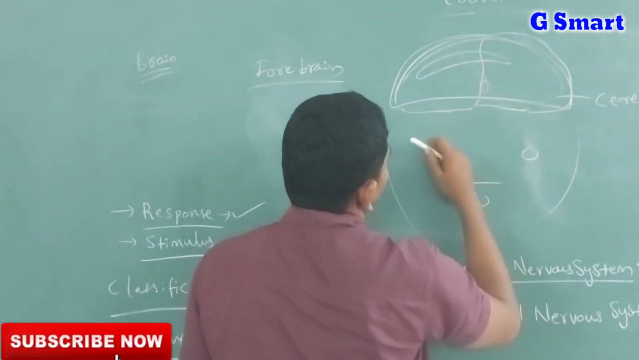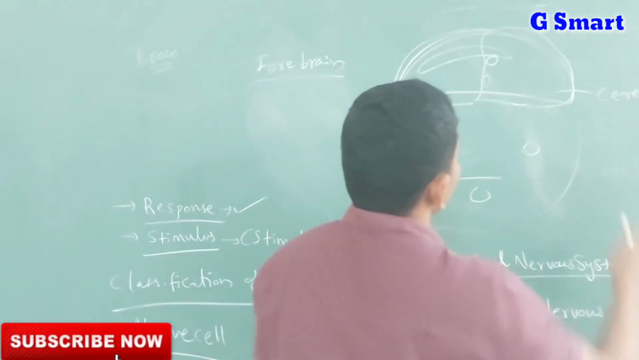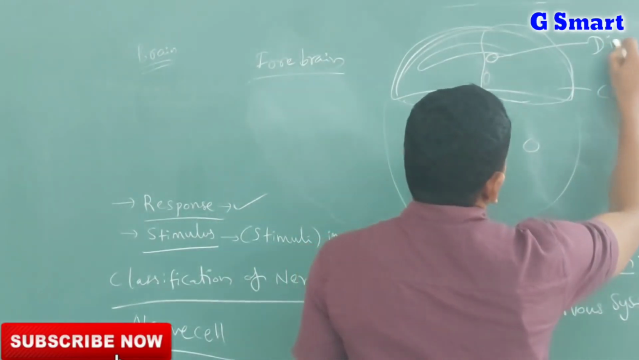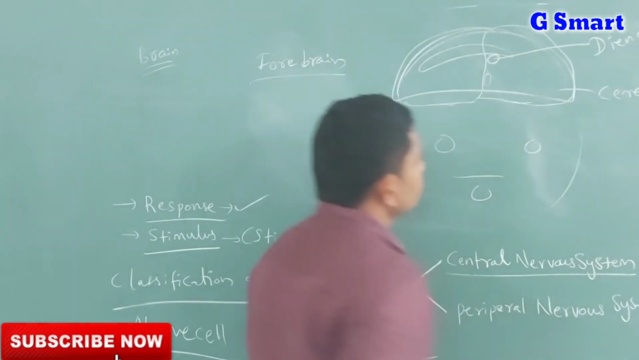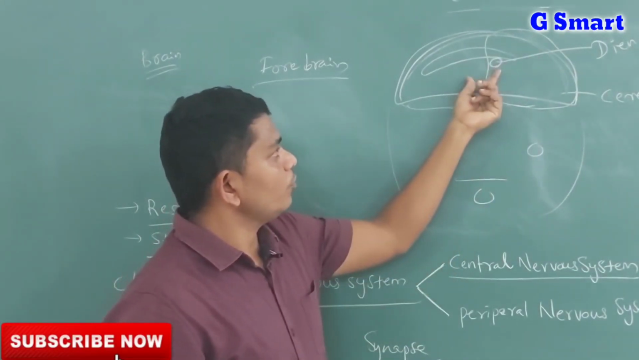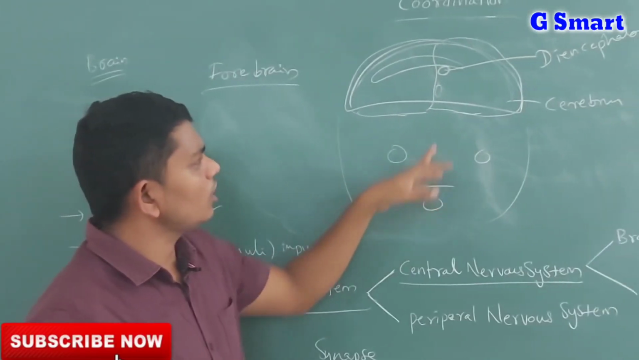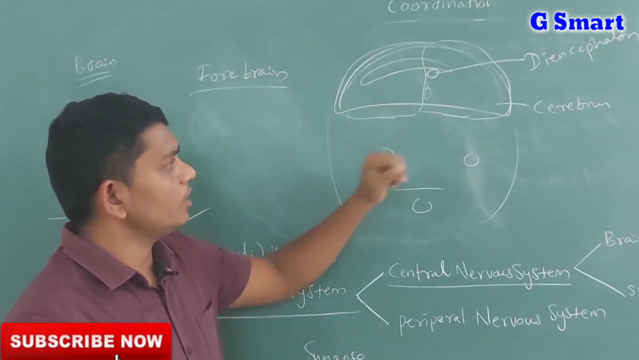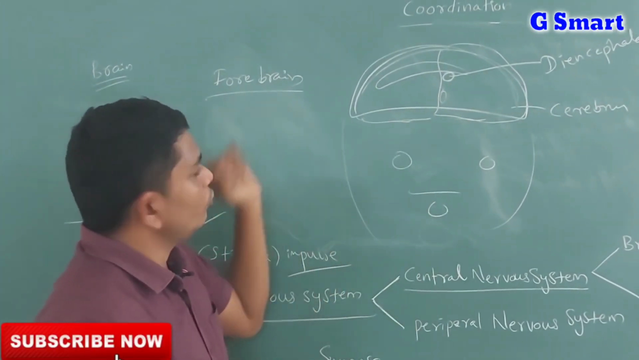In the inside of the cerebrum, we can see diencephalon. So, this is all called the cerebrum, and in the inner part we can see diencephalon. Olfactory lobes are also there in the diencephalon and cerebrum areas. These are the three important parts in the forebrain.